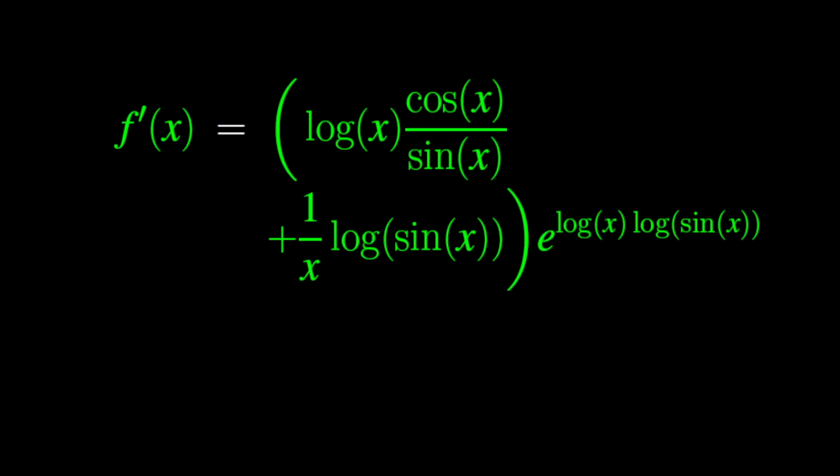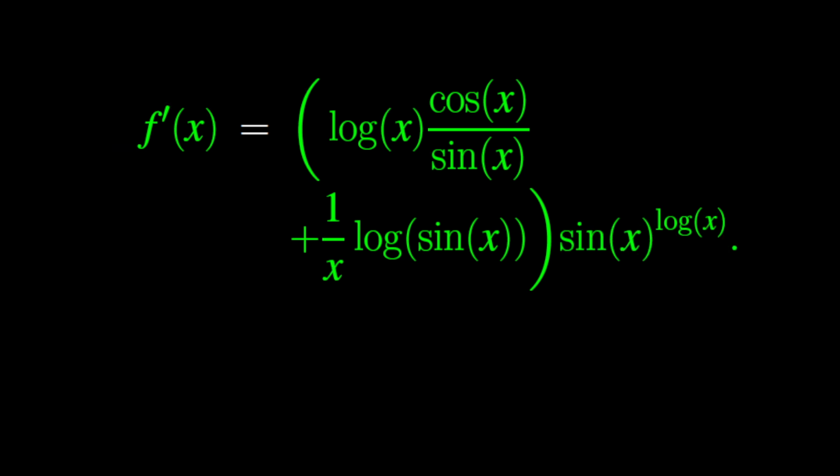As a result, f prime of x is equal to the quantity logarithm of x, times the fraction cosine of x over sine of x, plus 1 over x, times logarithm of sine of x, times the exponential of logarithm of x times the logarithm of sine of x. This final expression can also be given as follows: f prime of x is equal to the quantity logarithm of x, times the fraction cosine of x over sine of x, plus 1 over x, times logarithm of sine of x, times sine of x to the power logarithm of x.